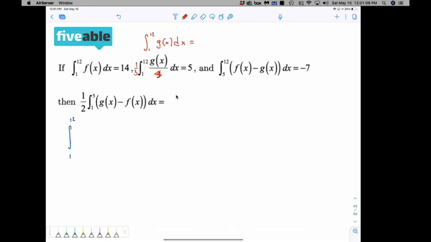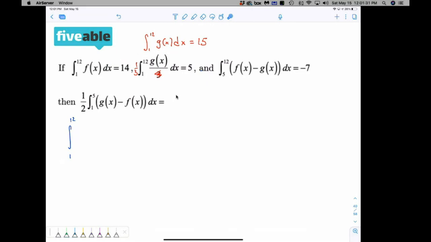Well, with the 1/3 out here, it's equal to 5. But if you multiply both sides by 3, you're going to lose that 1/3. And when you lose that 1/3, this is actually going to turn to a 15. So now we know what g of x is doing from 1 to 12. We know what f of x is doing from 1 to 12. This is how we're going to be able to combine to get information about these two functions together.